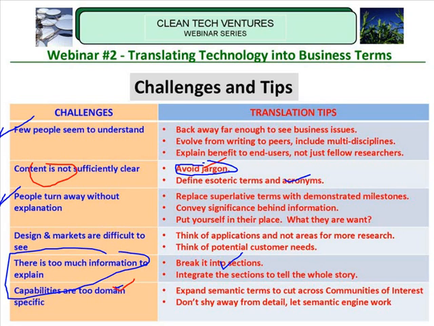A suggestion, a tip, would be to replace these hyperboles. "This technology is going to be a disruptive technology that is going to do X, Y, and Z for A, B, and C industries." Get away from the snake oil sales when you write or when you speak, and instead talk about the demonstrable milestones that you've reached. What have you actually done? Take it out of the realm of promotion and put it into the realm of performance.